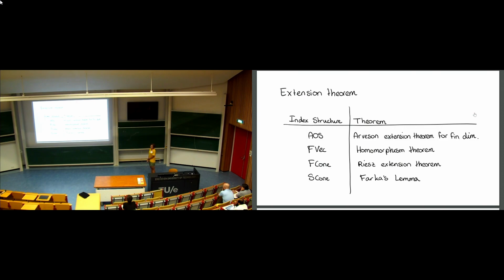So for example, there's this Arveson extension theorem that I mentioned. Even if you don't really know what the theorem says, it's something in the world of abstract operator systems. But by choosing different index structures, we can now see what the theorem says in that setting. So by choosing FVec or FCone or SCone, it gives us all these other theorems that are already known and have names. For vector spaces it gives the homomorphism theorem of vector spaces. For cones, it gives Riesz's extension theorem, and for simplex cones, it exactly gives you Farkas' lemma. So all these things are connected in this more general extension theorem in our setting.